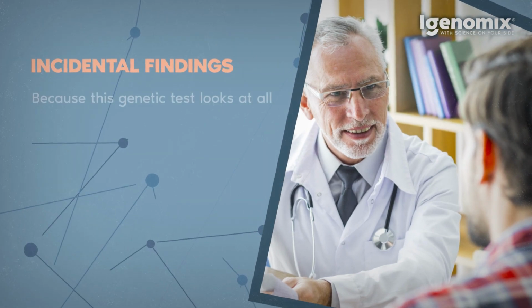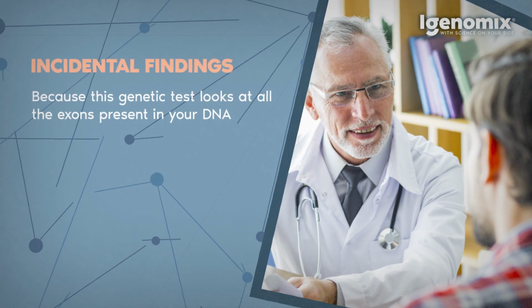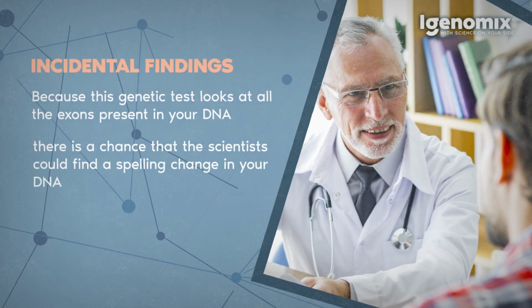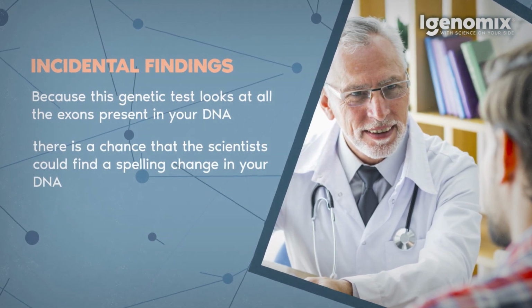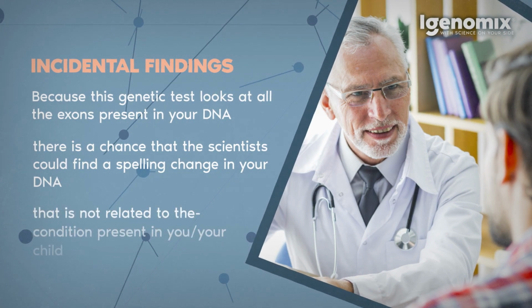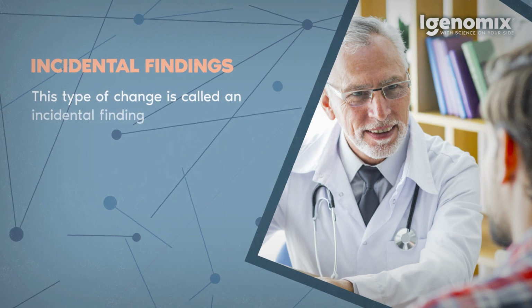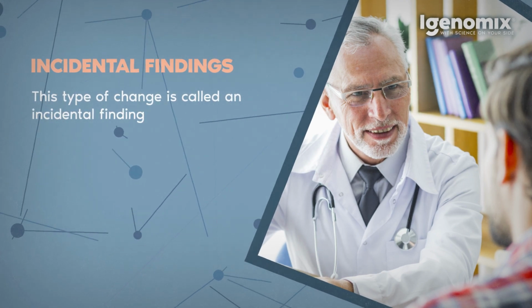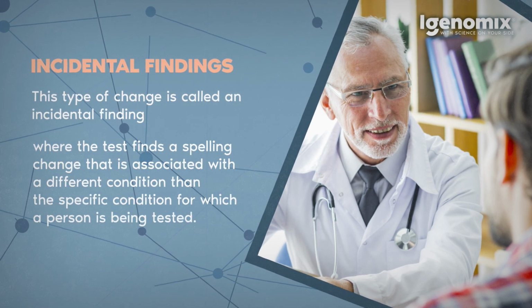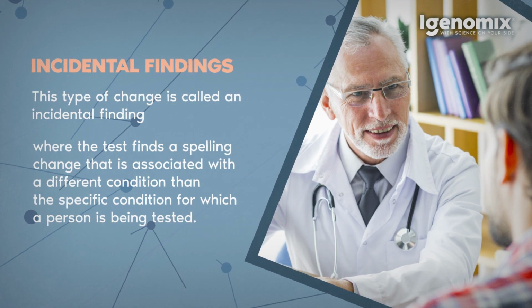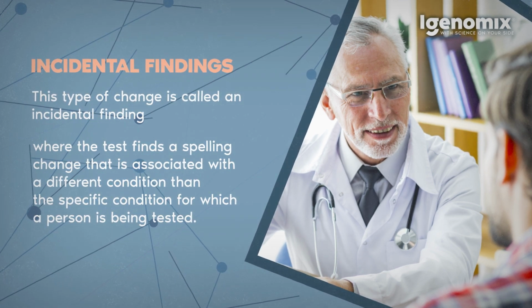Incidental findings. Because this genetic test looks at all the exons present in your DNA, there is a chance that the scientists could find a spelling change in your DNA that is not related to the condition present in you or your child. This type of change is called an incidental finding, where the test finds a spelling change that is associated with a different condition than the specific condition for which a person is being tested.